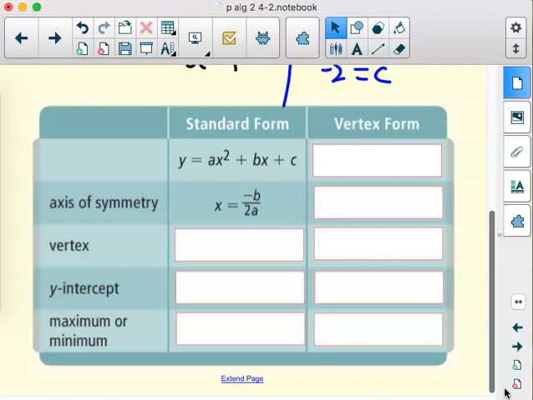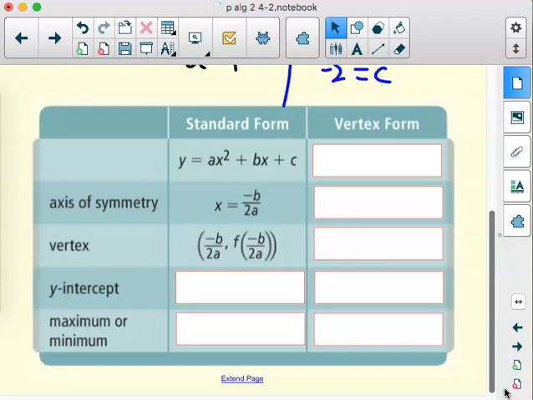Now if we have the axis of symmetry, how do we get the vertex? Plug in what you got for x and then solve for y. Exactly. You just got that x equals negative b over 2a. That one does double duty. It's both the axis of symmetry as a line, x equals whatever it is, and it is the x coordinate of the vertex. And that's because our axis of symmetry always goes through the vertex.